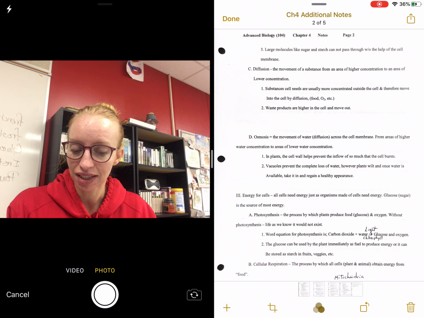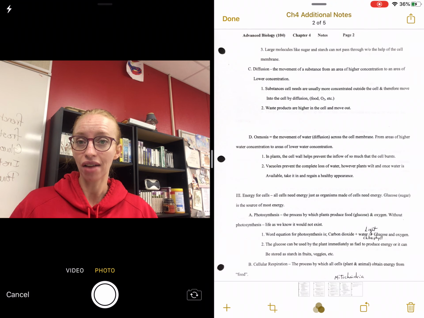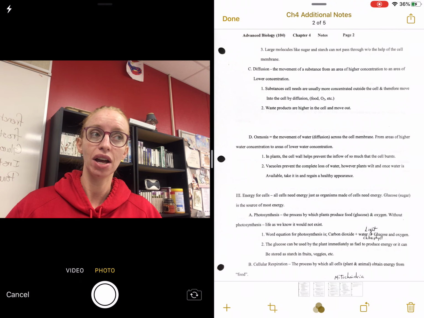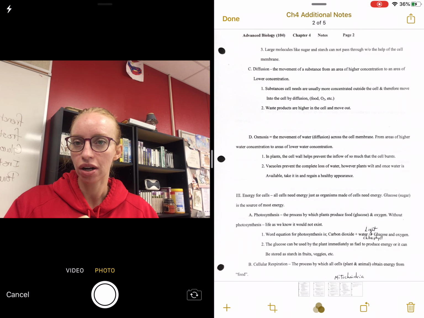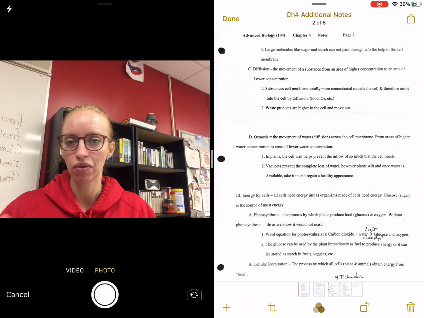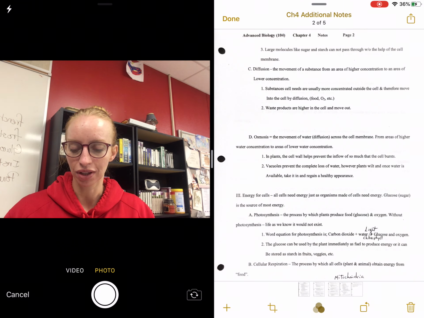So substances the cell needs are usually more concentrated outside the cell, whether that's in your blood or just in the cell environment, and that might include food or oxygen, whereas waste products are usually higher inside the cell, and so they'll move out and food will move in really easily.